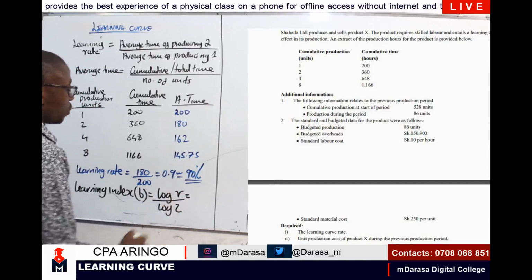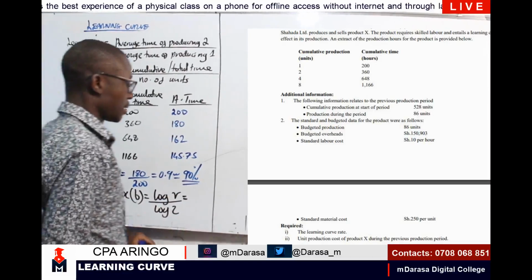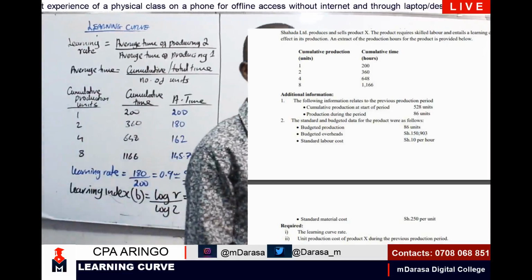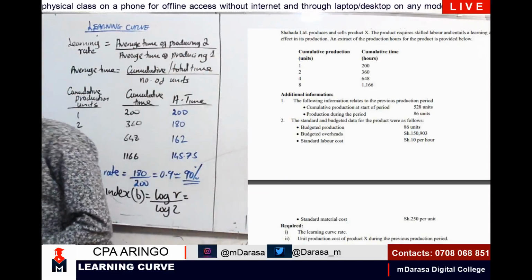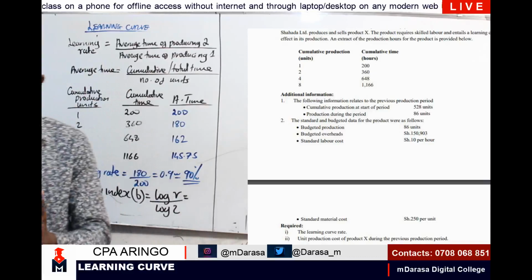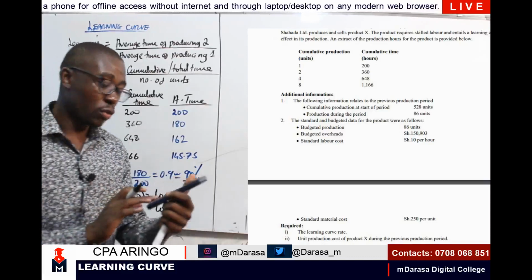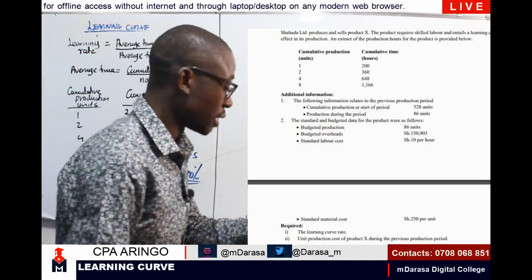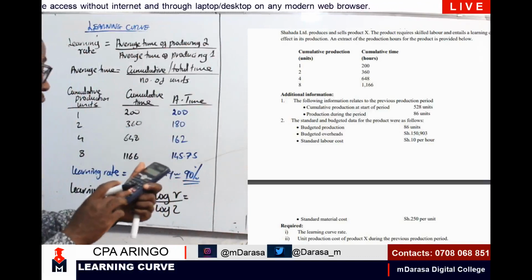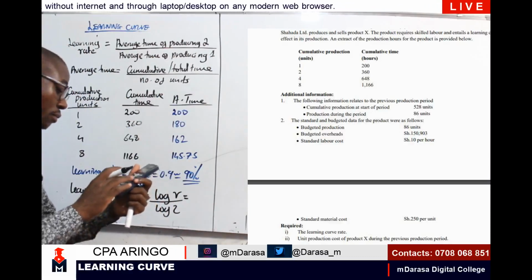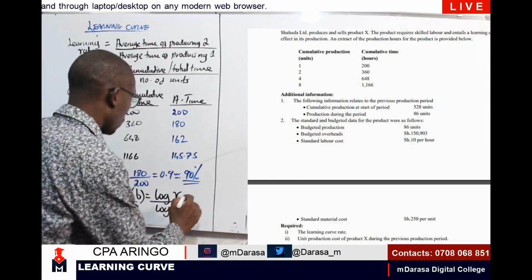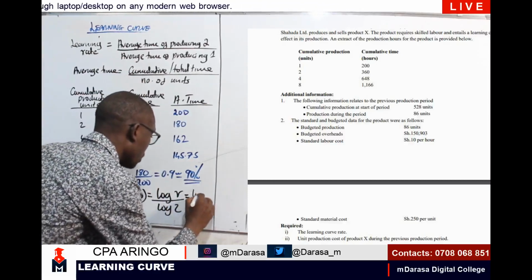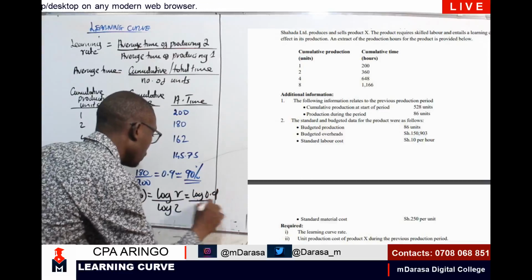And already we have determined our learning rate. So we are talking of log 0.9, we divide by log 2. That should give us how much, my good students? You're talking of log, of course, 0.9, which is giving us that figure that I'm having. We divide by log 2 to give us a learning index of, so here we are talking of log 0.9 divided by log 2.